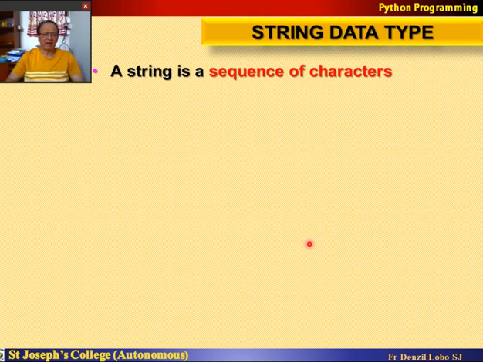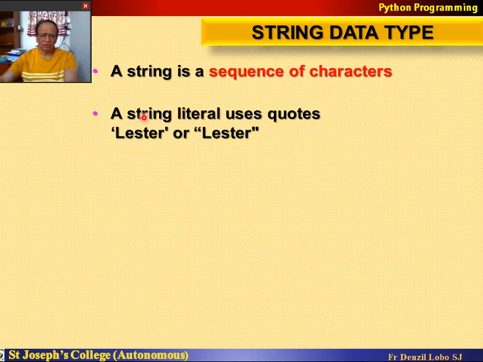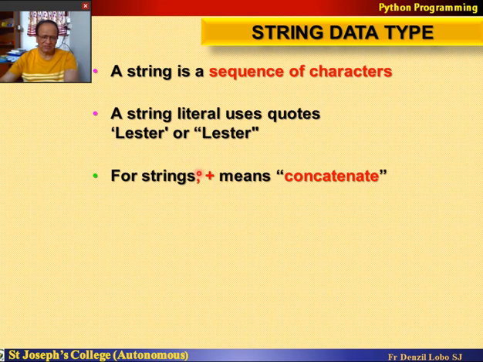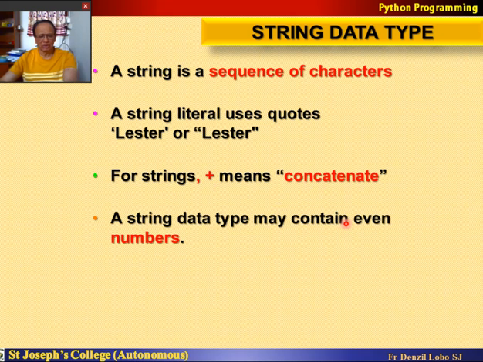So let us see, what is a string? A string is a sequence of characters. It could be alphabets and alphanumeric characters. A string literal uses quotes. You put it inside single or double quotes. You can assign it directly to a variable. String plus means concatenation. You can just join two strings using plus. In C, you have to use strcat. Here you don't have to use any function. You just use the plus operator to concatenate two strings.